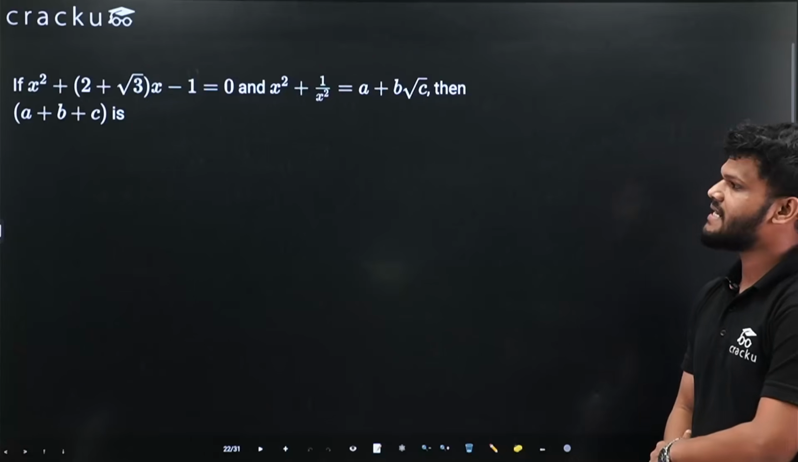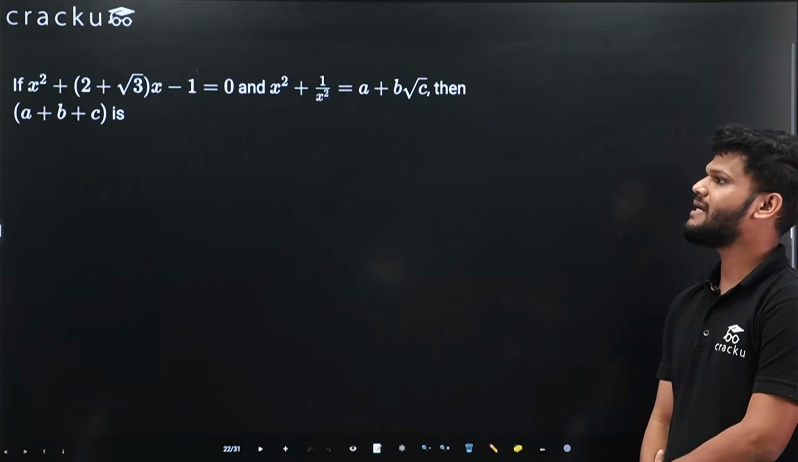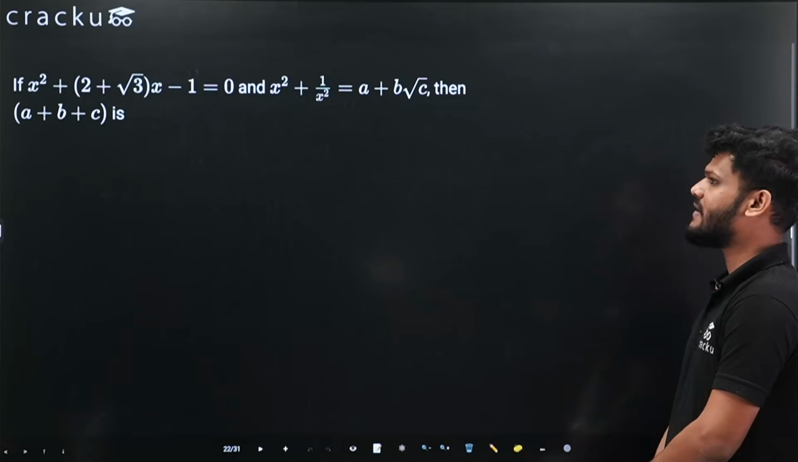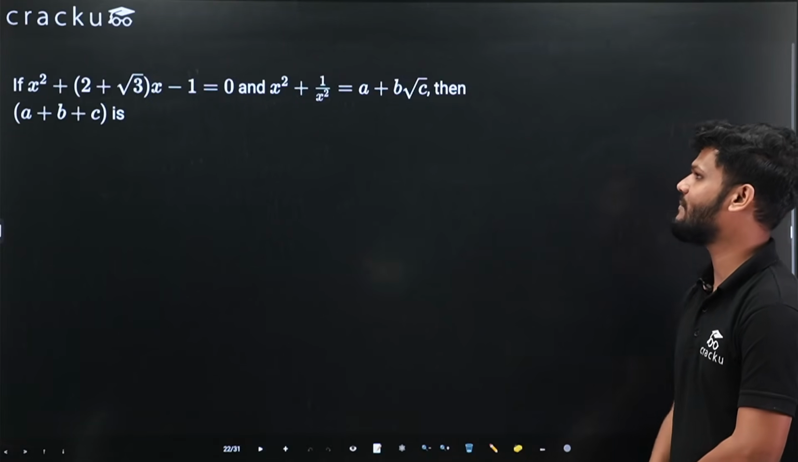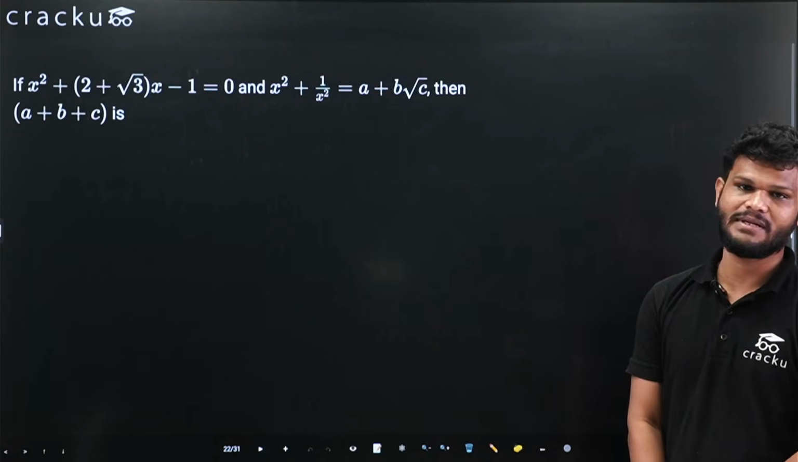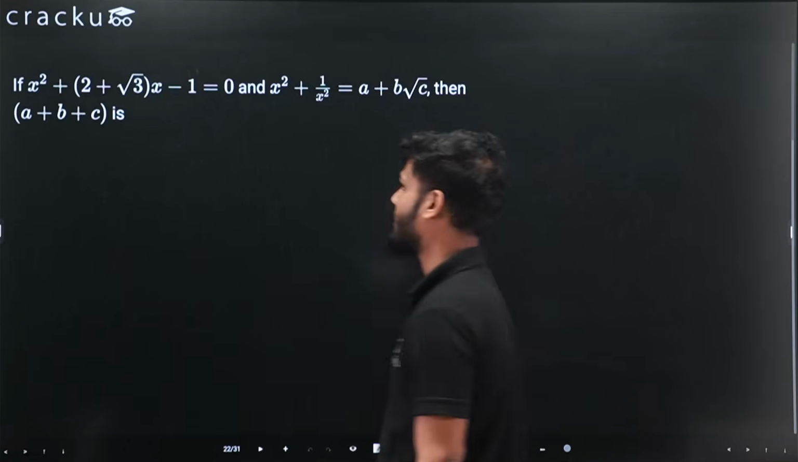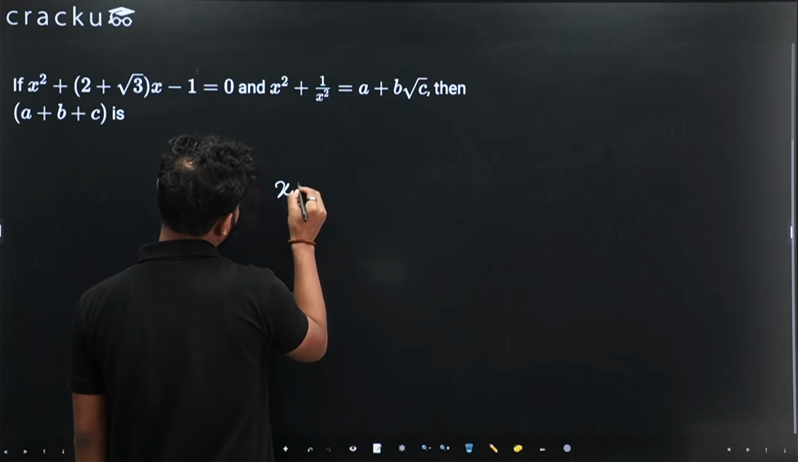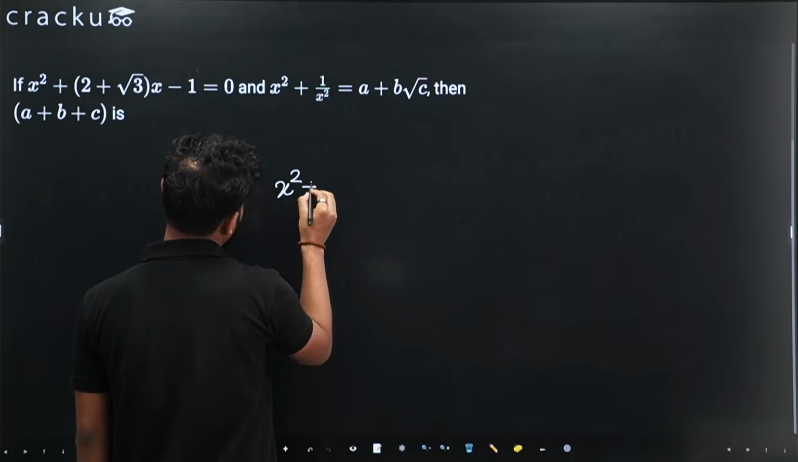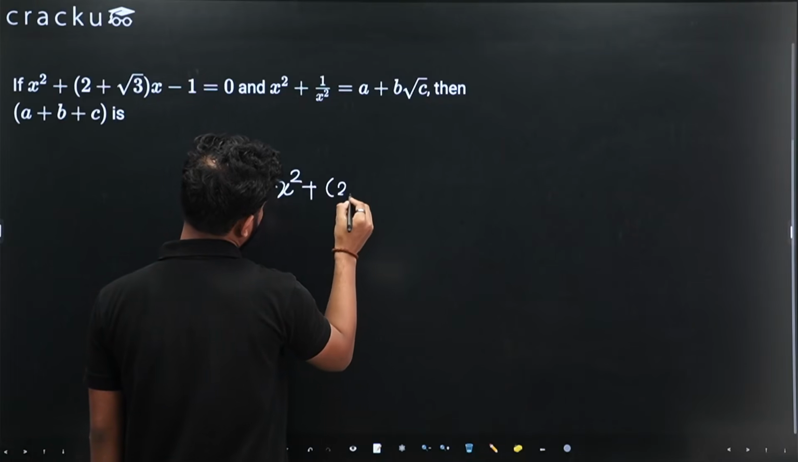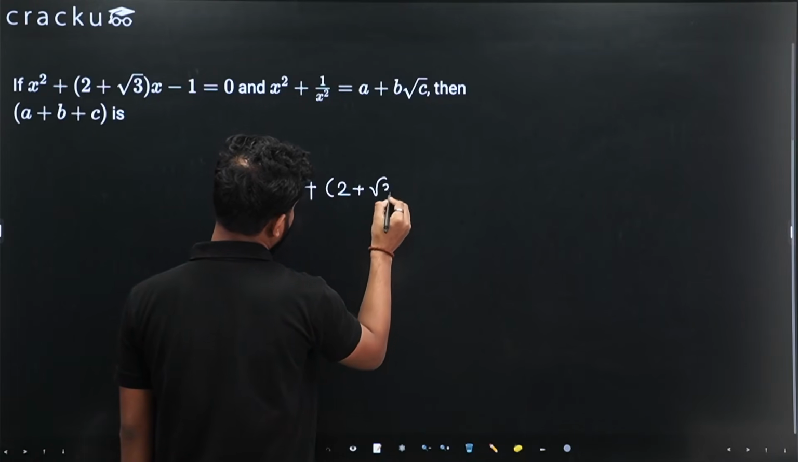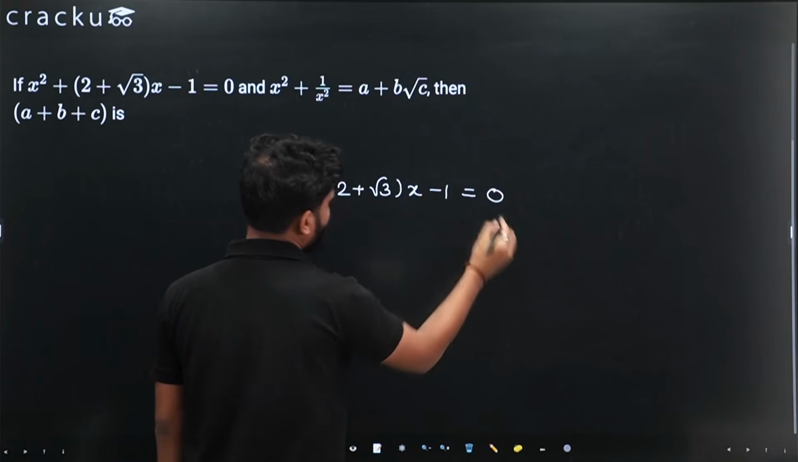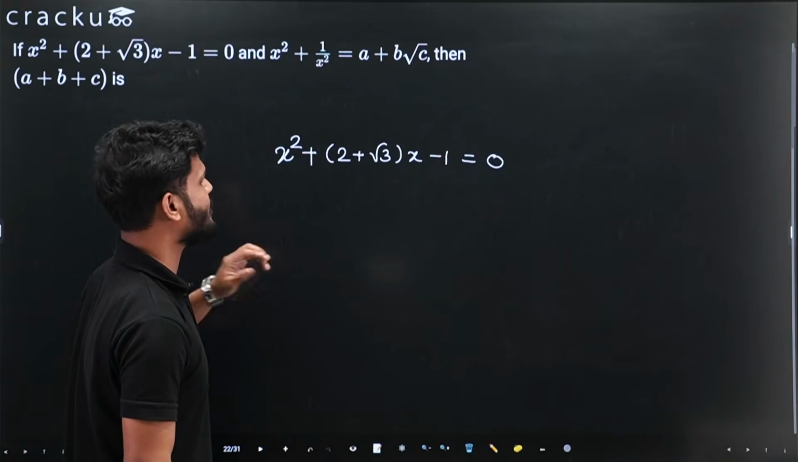In this question we are given x square plus 2 plus root 3 x minus 1 is equal to 0. x square plus 1 by x square is given as a plus b root c. Then what is a plus b plus c? Let us try to find this out. So I have x square plus 2 plus root 3 x minus 1 is equal to 0. How do you proceed further?